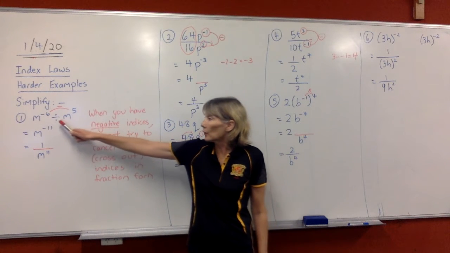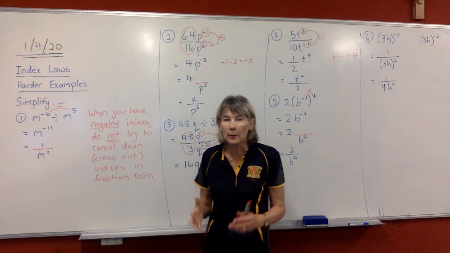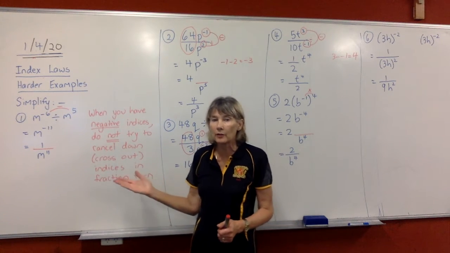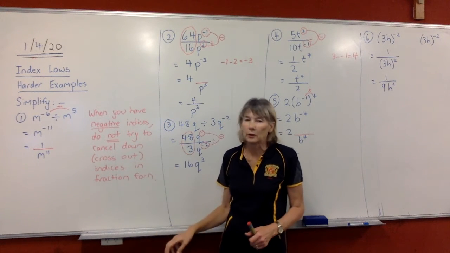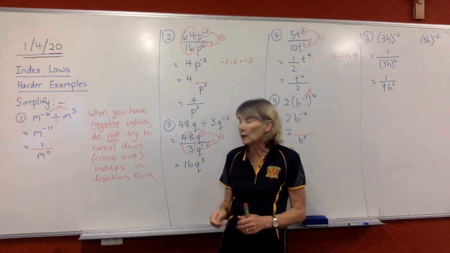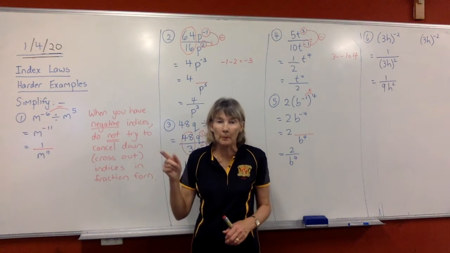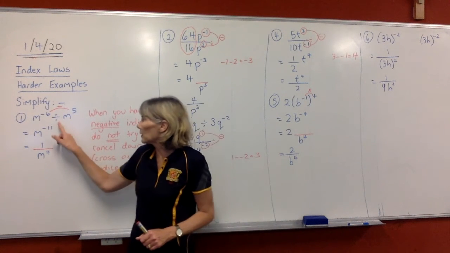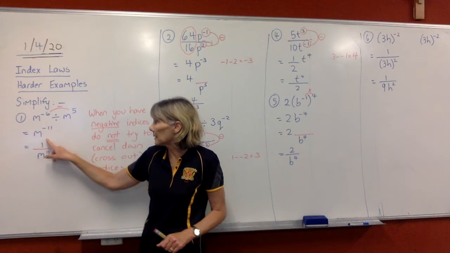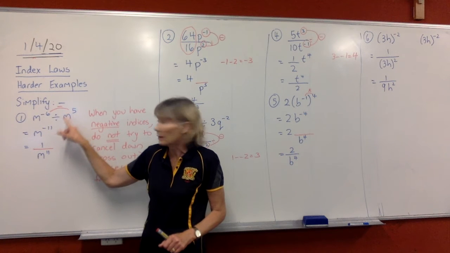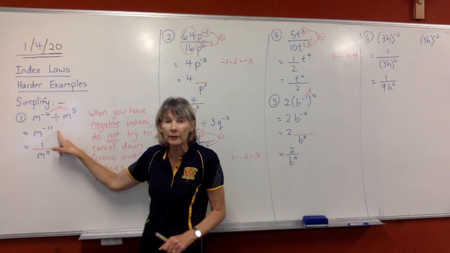If you look at this first one, it's m to the power of minus 6 divided by m to the power of 5. So we're involving a negative index with a division as well. When you have negative indices, do not try to cancel down or cross out in the fraction form. You can't just cross out so many m's on the top and the bottom. We're going to look at this as a division with the same base. So we keep our base and we subtract our indices. So we have minus 6 minus 5. That gives you minus 11 up there.